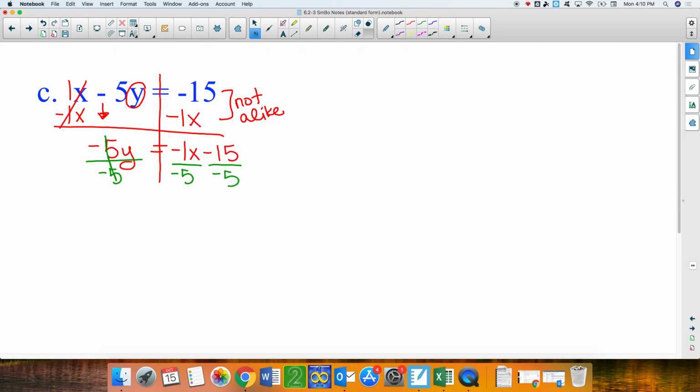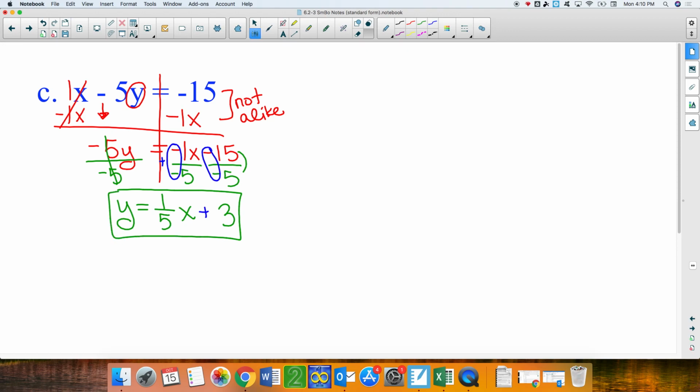So when I do that, negative 5 over negative 5 is a positive 1y equals, reminder, a negative over a negative is a positive. So this is going to stay 1 over 5. Then I'm going to bring my x. And then a negative over a negative becomes a positive. And 15 divided by 5 is 3. And there's my equation in slope-intercept form.